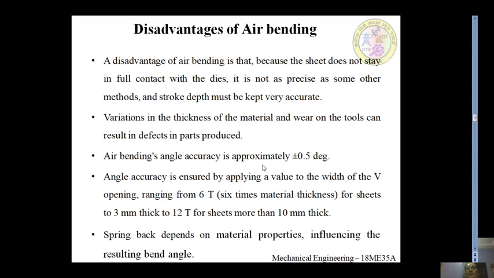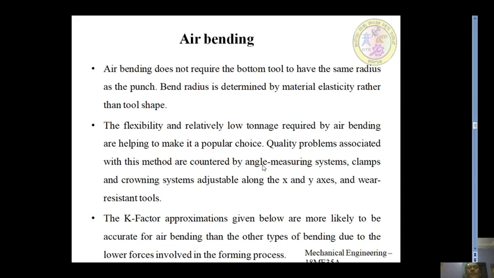Angle accuracy is ensured by applying the value to the width of the V opening, ranging from 6 times the thickness for sheets of 3 mm to 12 times the thickness. Spring back depends on the material properties, influencing the resulting bend angle. So in air bending, it does not require the bottom tool to have the same radius as the punch. Bend radius is determined by material elasticity rather than the tool shape.